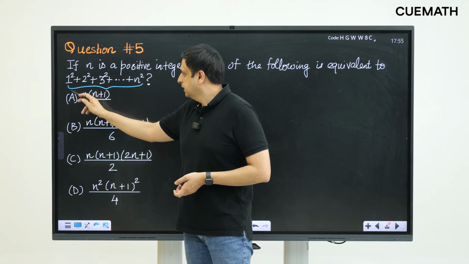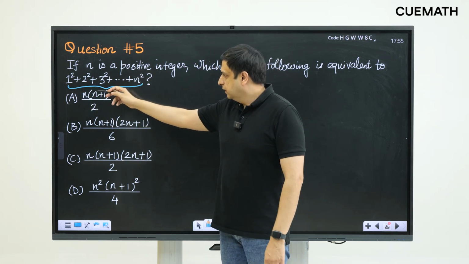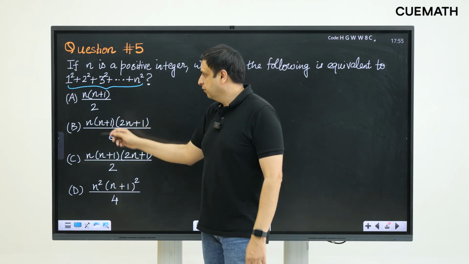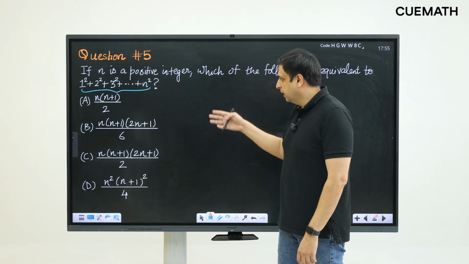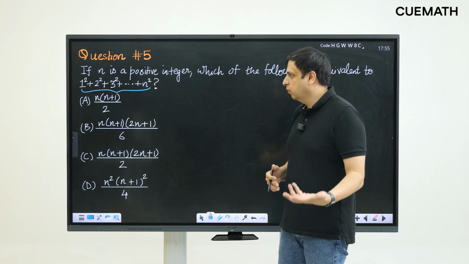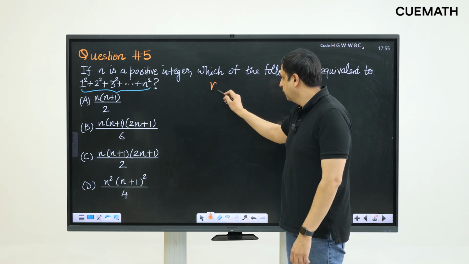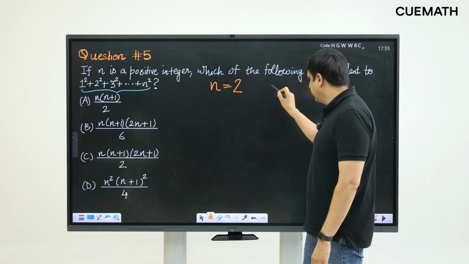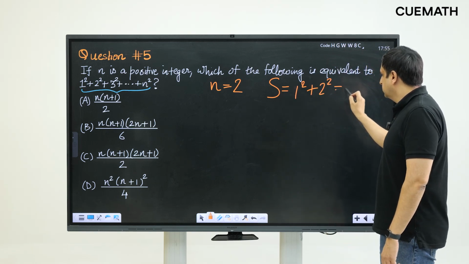So we just get the first term of the sum, 1 square, and then we see which of the four expressions is also giving us the same value. 1 square is 1. So we want an expression that gives us the value 1 for n equal to 1, but we will find multiple expressions here that will give us that value of 1 for n equal to 1. So what I'm going to do instead is take the next value of n, which is 2. So I'll take n equal to 2, and for n equal to 2, my sum s is 1 square plus 2 square, which is equal to 5.